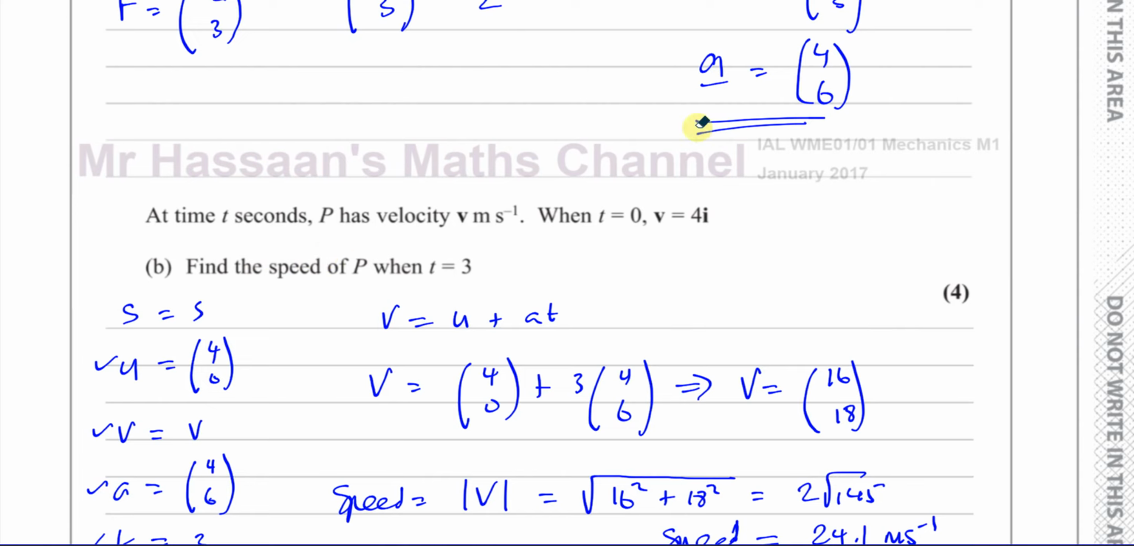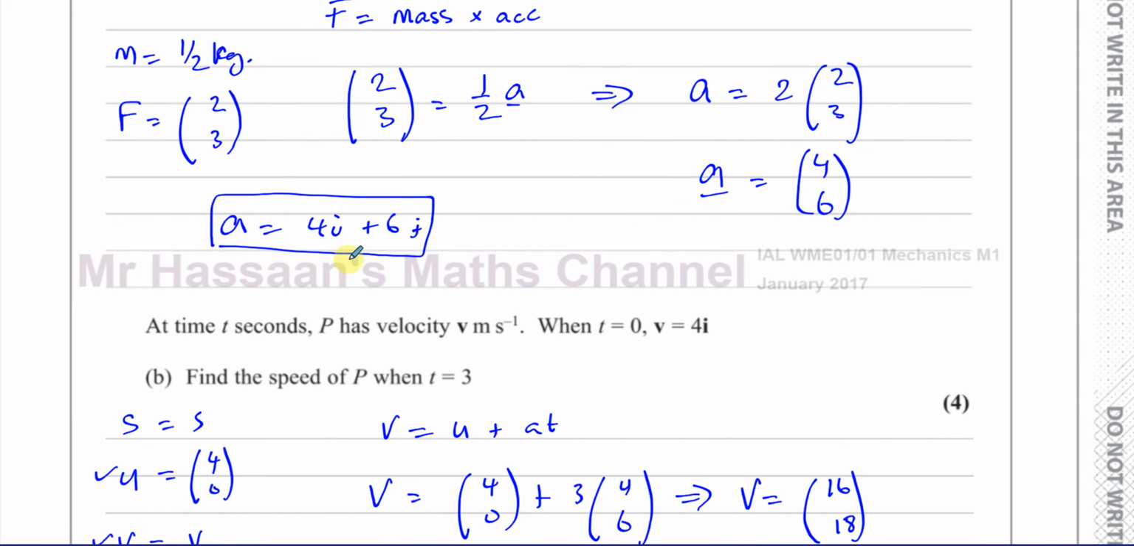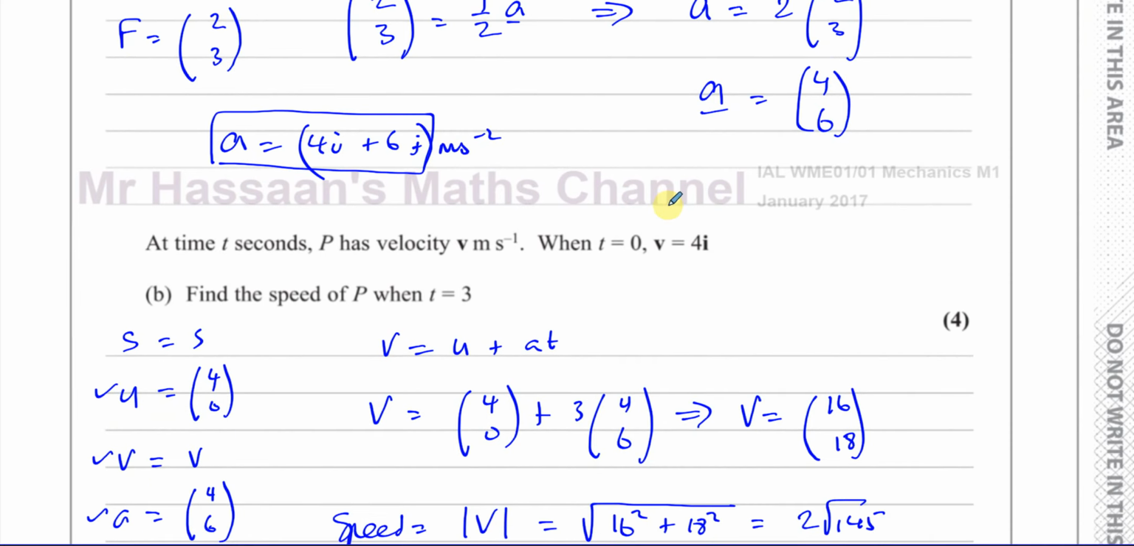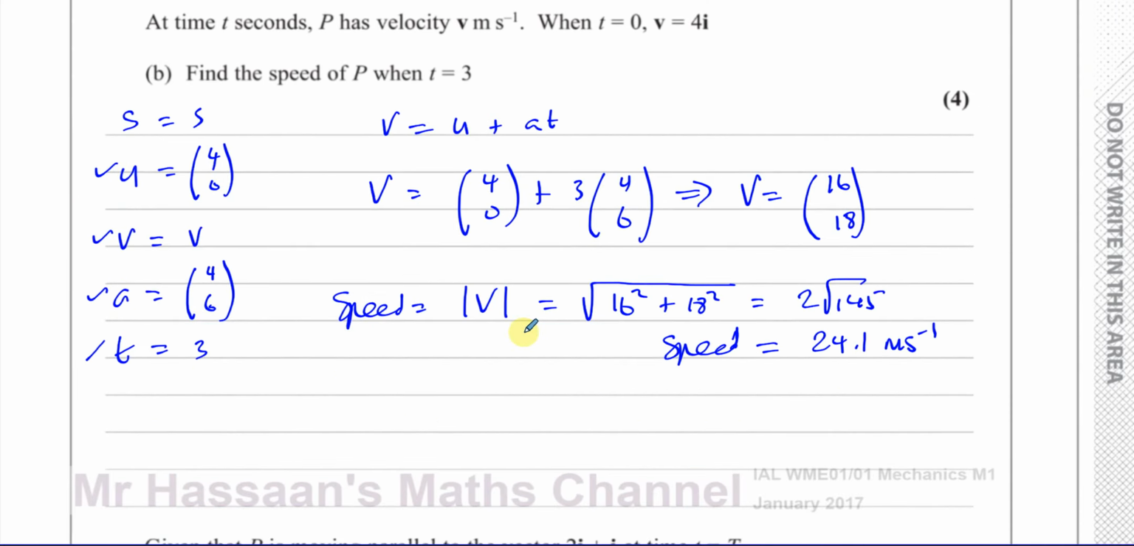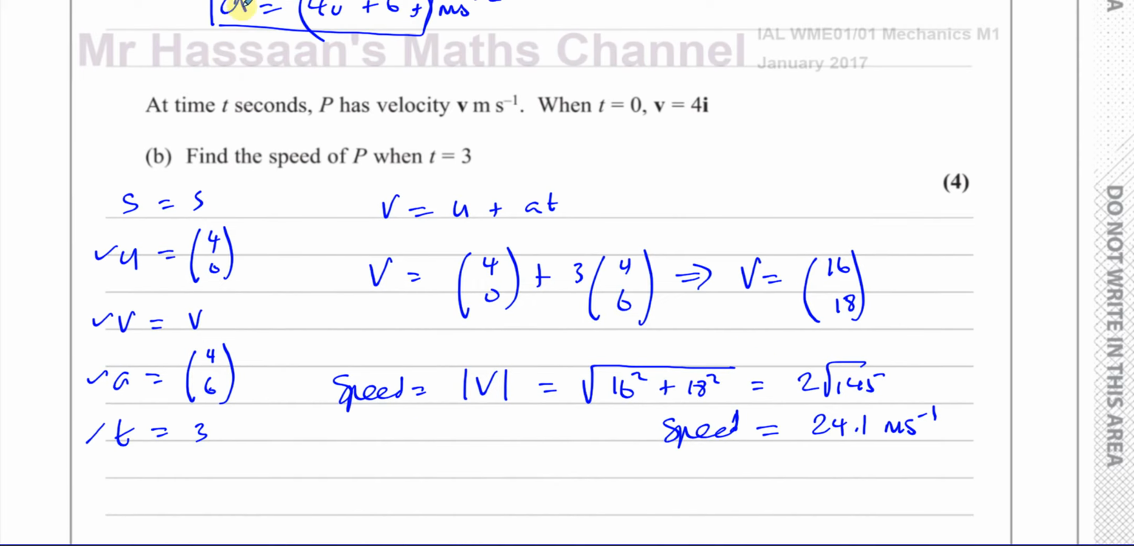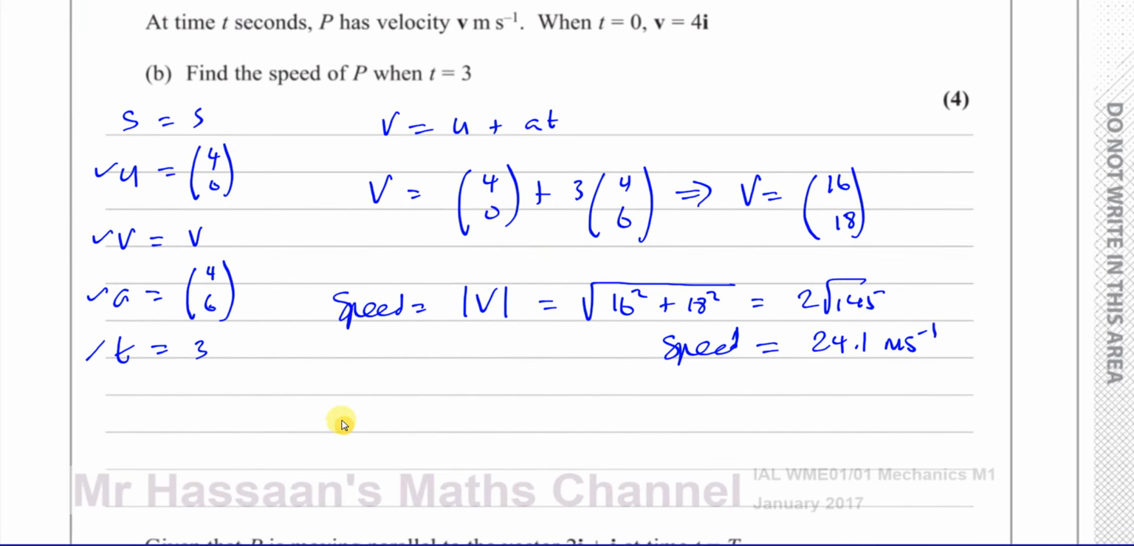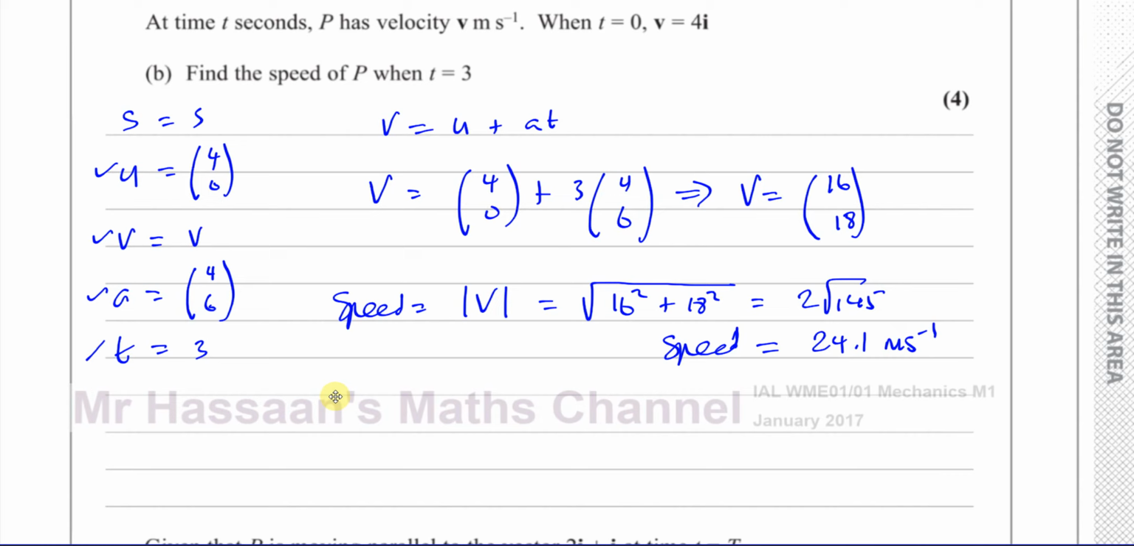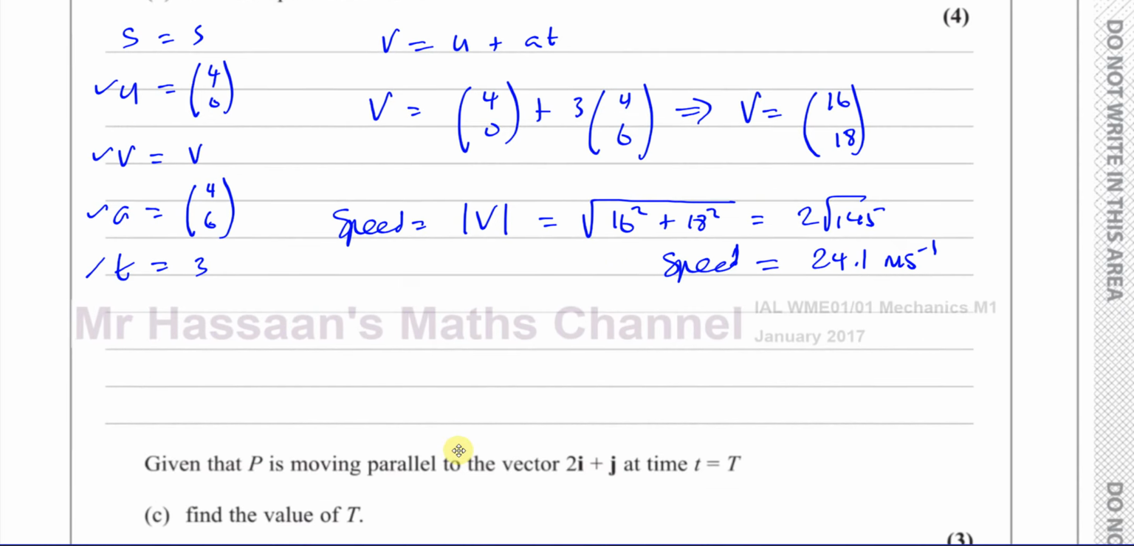And by the way, it's probably better to write the answer for part A as 4i plus 6j, although both will be acceptable because they gave the question in terms of i and j. So it's better to write it in that same format, but there's no problem if you don't, and that's in meters per second squared. All right, so there's the acceleration, and there's the speed. For the speed, you have to find the velocity using v equals u plus at first, and then find the magnitude of that velocity to give you the speed.